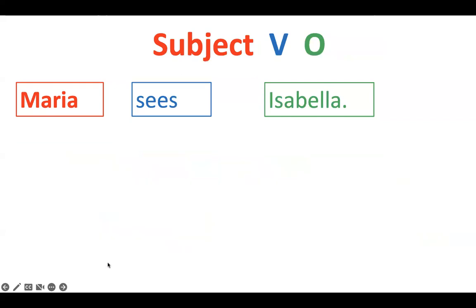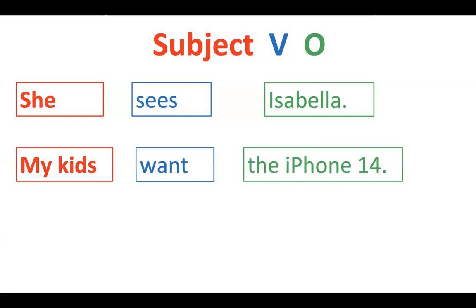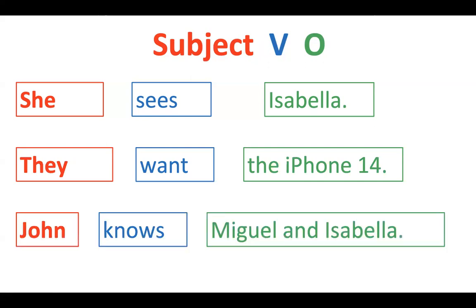So instead of saying Maria sees Isabella, I can use a pronoun as the subject. Instead of Maria, I say she. She sees Isabella. My kids want the iPhone 14. If I make the subject a pronoun, instead of my kids, I'm going to have they. John knows Miguel and Isabella. John is the subject. That's a noun. If I make it a pronoun, it will be he. He knows Miguel and Isabella.